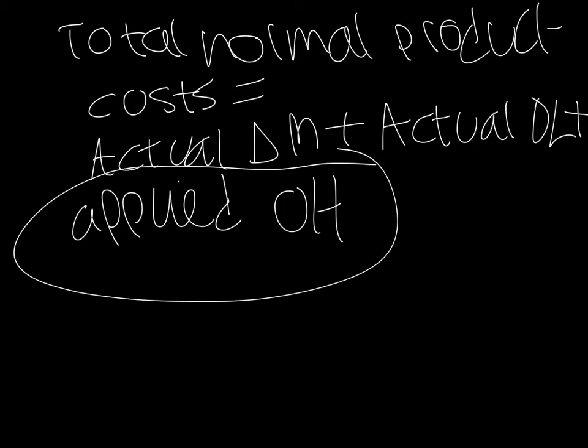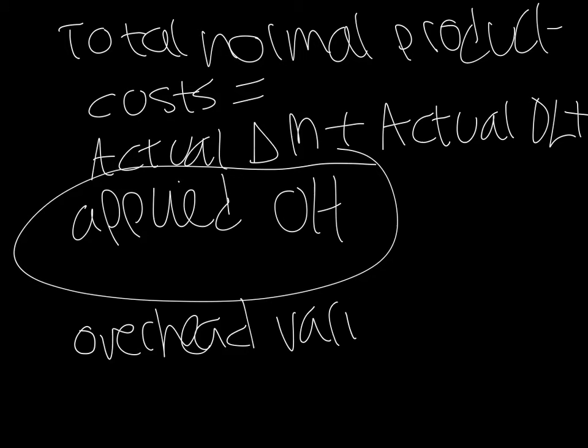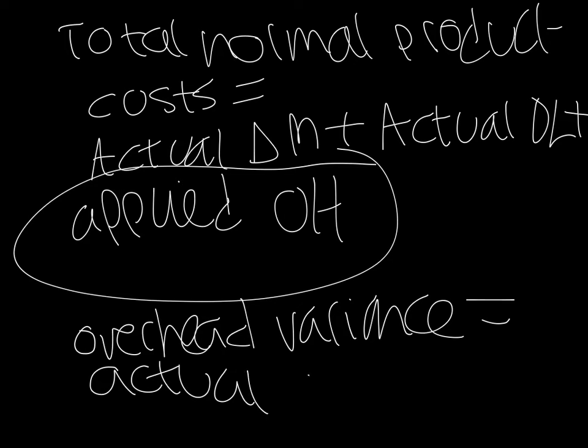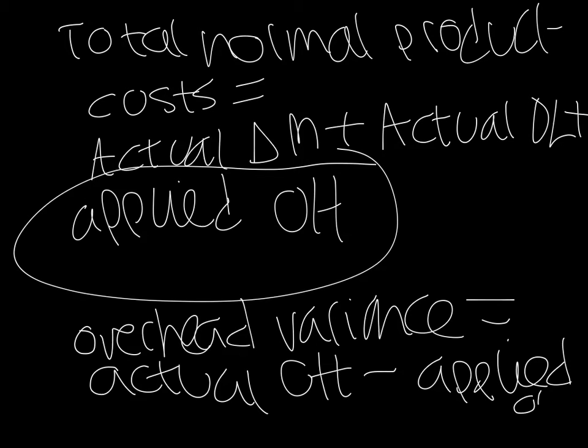Therefore, it is important to note that actual and applied overhead are usually different. Therefore, you have an overhead variance, where it's equal to the actual overhead minus the applied overhead. This is significant later on.